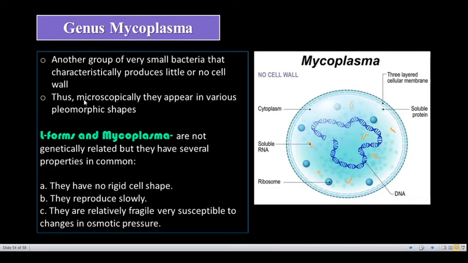Okay, they appear in various pleomorphic shapes. Yung shape ng Mycoplasma is pleomorphic. When you say pleomorphic, you can assume that they take several shapes or forms. May iba-iba silang shapes and forms. Okay, kapag pleomorphic.